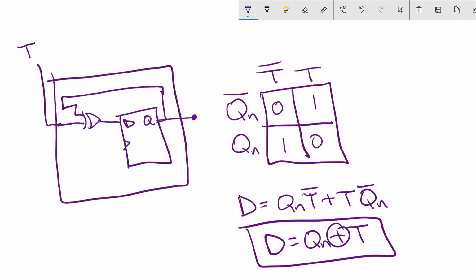I think in the lab, it wants you to do all the gates. So instead of drawing a box for D, you'll have to draw it with gates. So, all right, that's it.